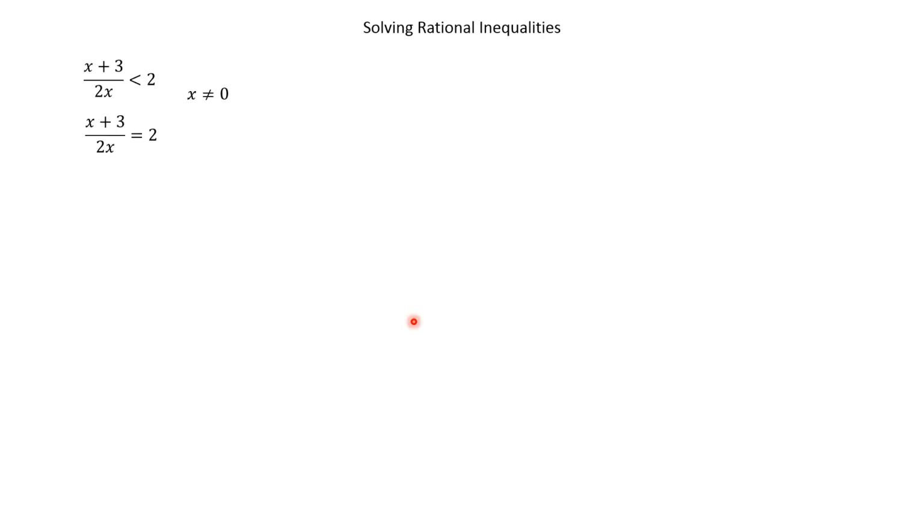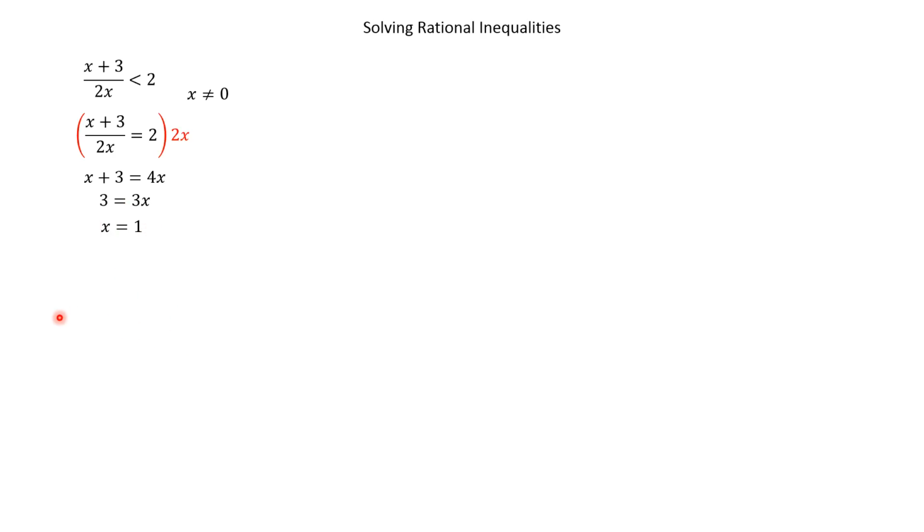And then multiply by the common denominator, 2x. So that'll cancel out over here, so we'll have x plus 3. Then 2 times 2x is 4x. Subtract the x over, so we have 3 equals 3x, divide by 3, x equals 1. And so from here, because we have an inequality, we're going to be dealing with a range of values, not just one value. It's not just x equals 1. That's where it's equal to 2.